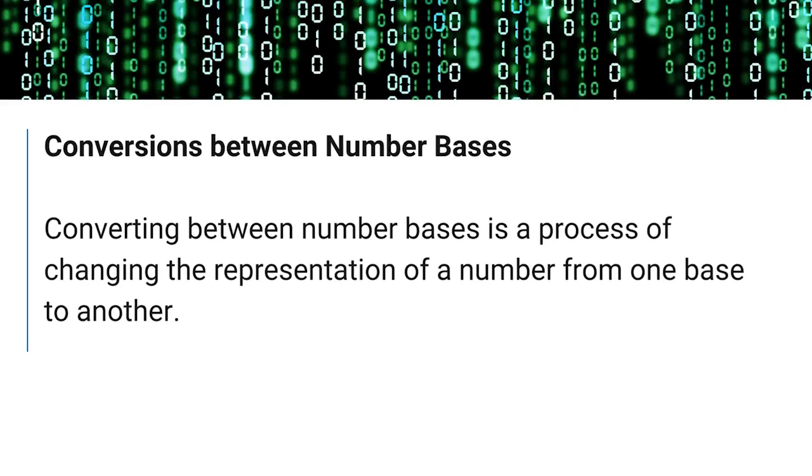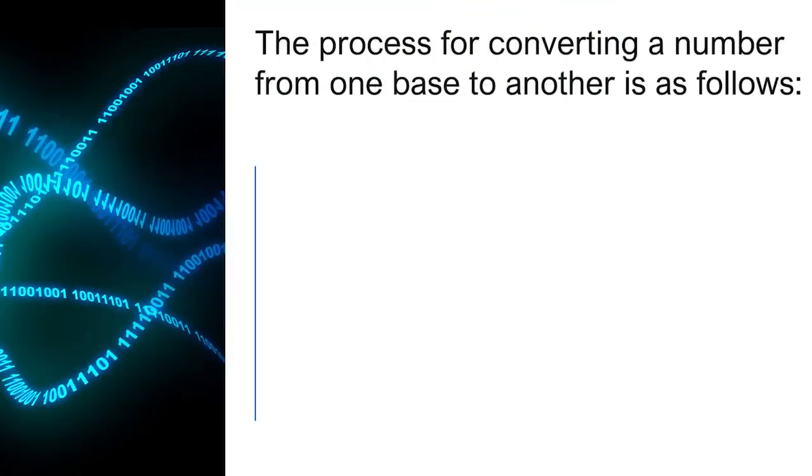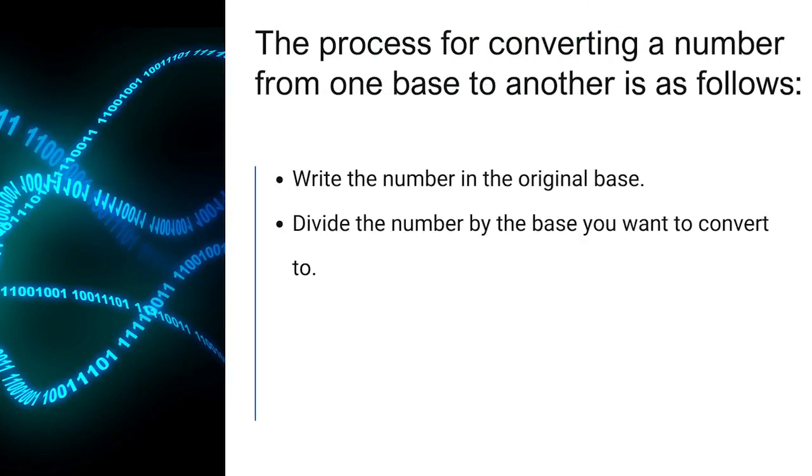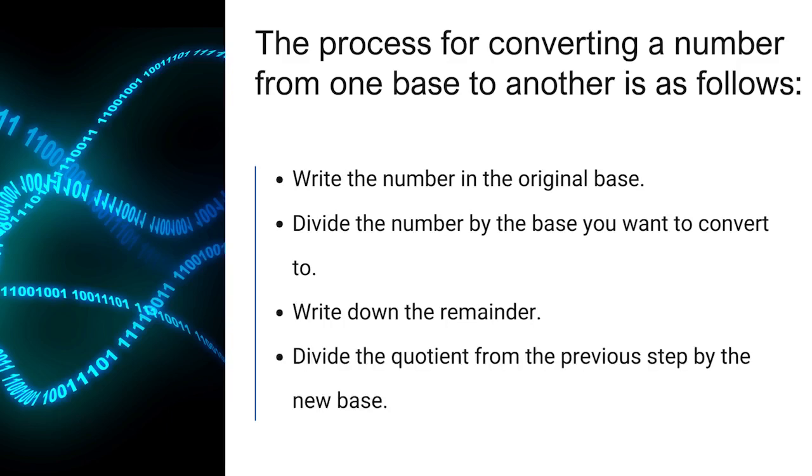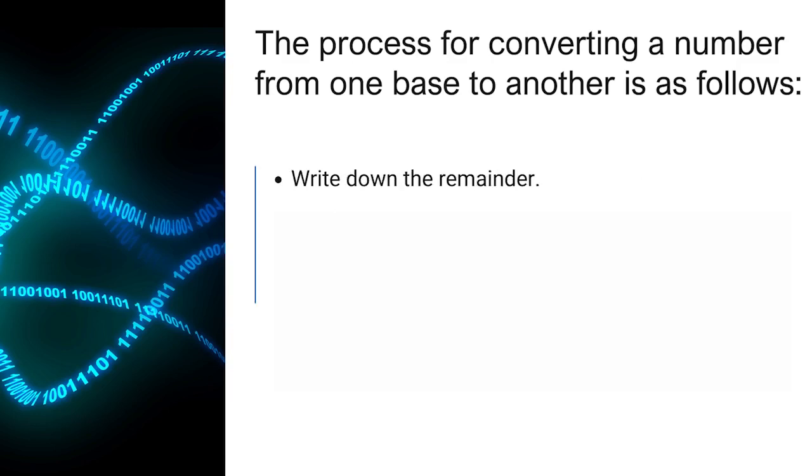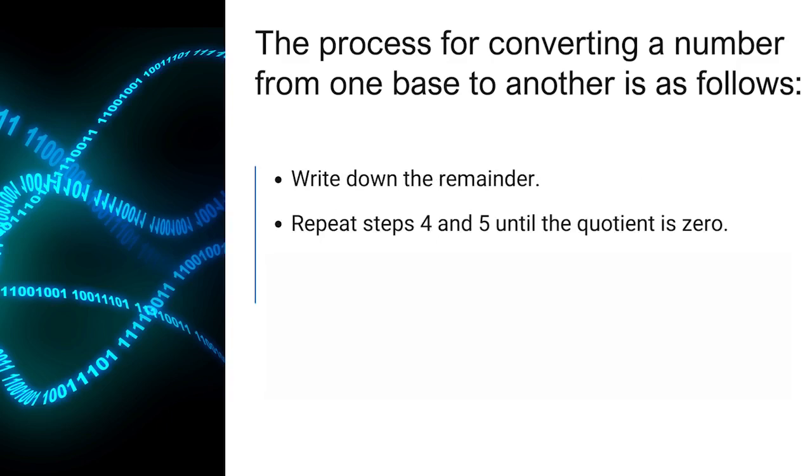Here's a step-by-step process for converting between number bases. The process for converting a number from one base to another is as follows. Write the number in the original base. Divide the number by the base you want to convert to. Write down the remainder. Divide the quotient from the previous step by the new base. Write down the remainder. Repeat steps 4 and 5 until the quotient is 0. Write the remainders in reverse order.